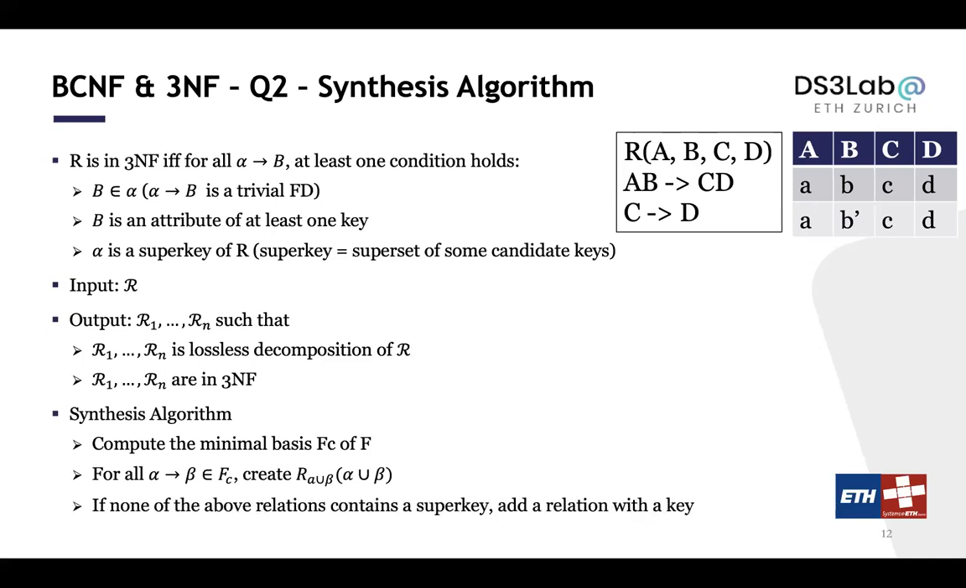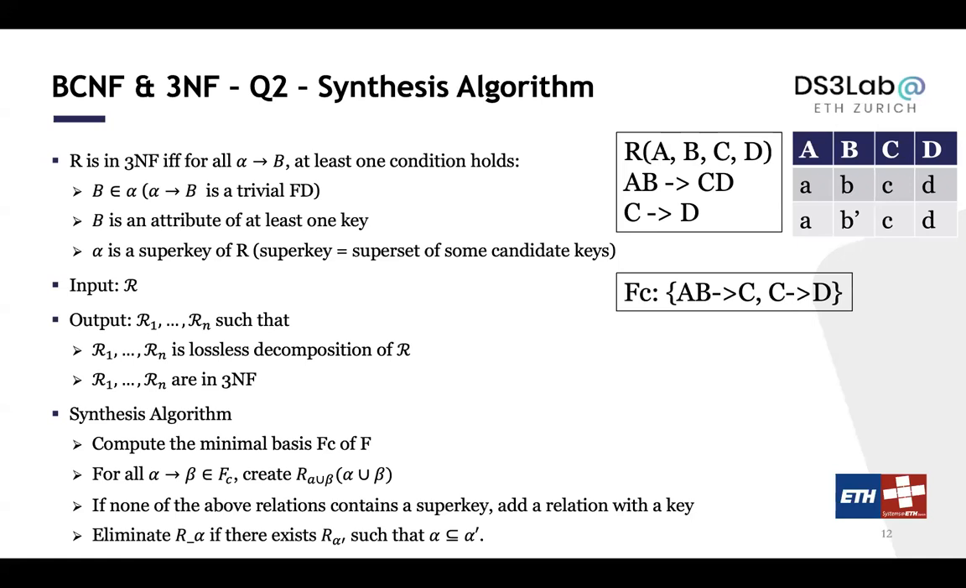And then if none of these relations contains a key, you add a relation with a key, and then you merge them. If one relation contains attribute set alpha, another relation contains attribute set alpha prime, and alpha is a subset of alpha prime, you merge these two. Okay, so this is the process for third normal form.